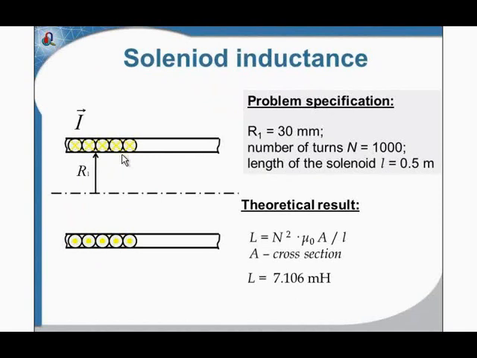This is my solenoid. You can see the dimensions of the solenoid on the screen. The number of turns is 1000 and the length of the solenoid is 0.5 meter.